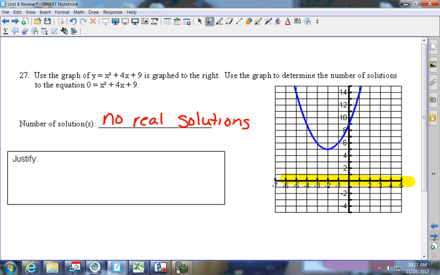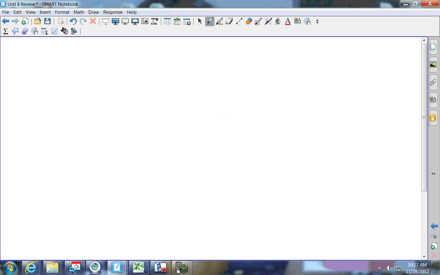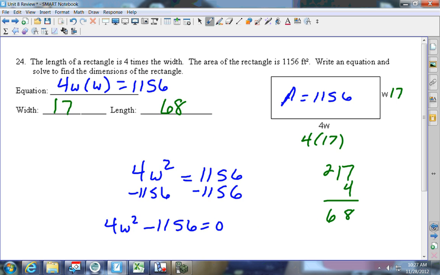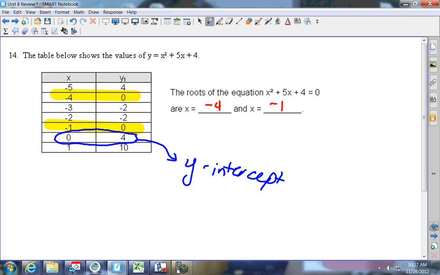Now let's go back. This was at the end of our review sheet, but we didn't do some of the other ones at the beginning on factoring, so that we can review some of the factoring.